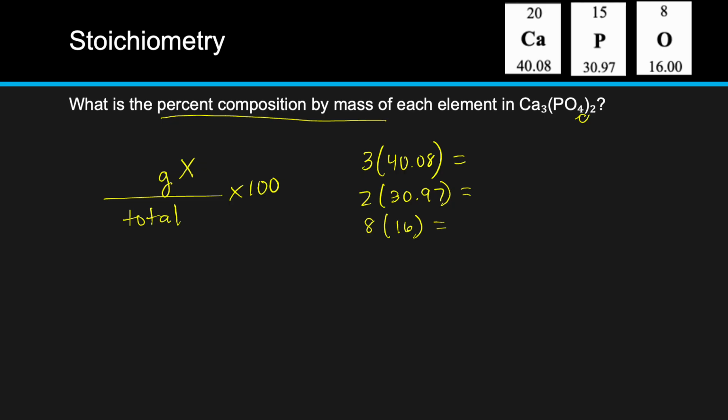So 40.08 times 3 is going to give us 120.24. Remember, we never round until the very end. Then we have 2 times 30.97, which gives us 61.94. And then we have 16 times 8, which is 128. So now we're going to get the total of that. That's going to be 310.18. So this is our total mass. This is what we are dividing each number by.